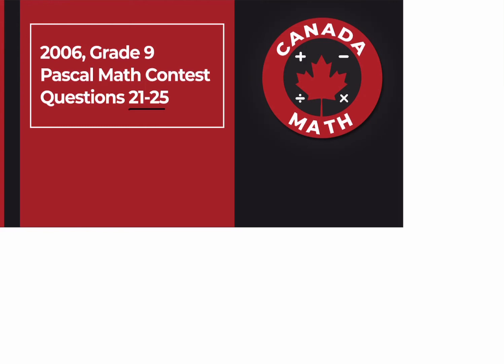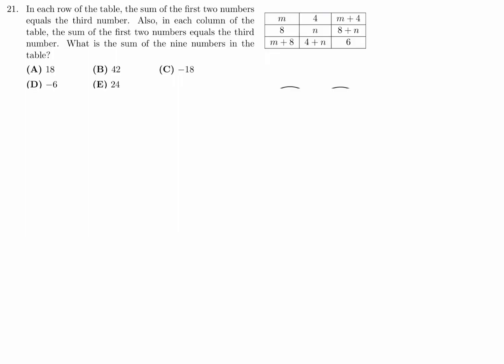Questions 21 through 25 on the 2006 Grade 9 Pascal Math Contest. In each row of the table, the sum of the first two numbers equals the third number. Also, in each column of the table, the sum of the first two numbers equals the third number. What is the sum of the 9 numbers in the table?